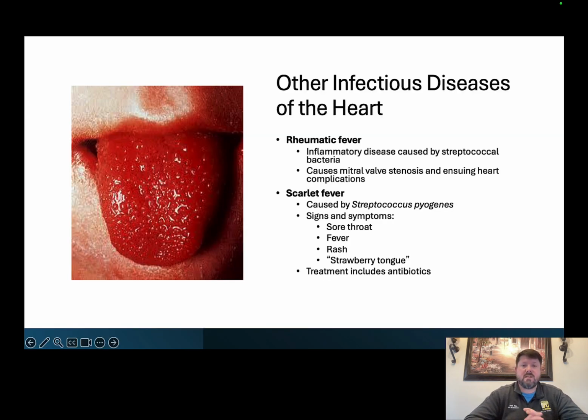Other infectious diseases include rheumatic fever, which is an inflammatory disease caused by streptococcal bacteria. It causes aortic or mitral valve stenosis, leading to heart complications. This will be supportive pre-hospital care. And scarlet fever. Scarlet fever is caused by the Streptococcus pyogenes bacterium. Signs and symptoms include sore throat, fever, rash, and strawberry tongue, as you see in this image here. Patients younger than 1 year are at greatest risk, and this is usually treated with antibiotics, and pre-hospital care is supportive.